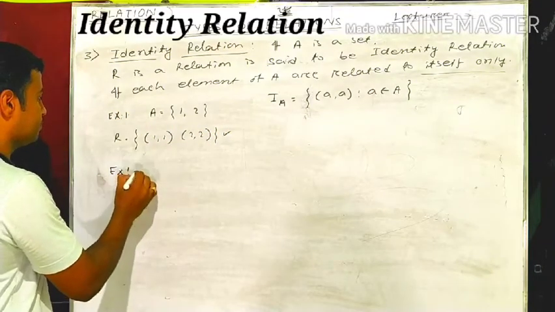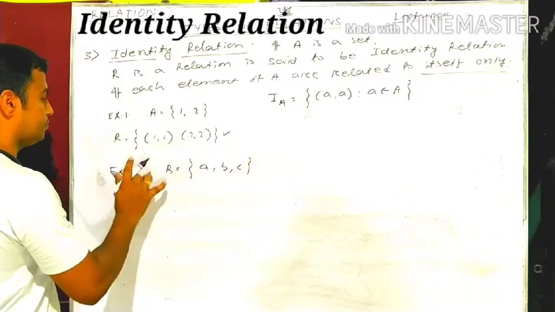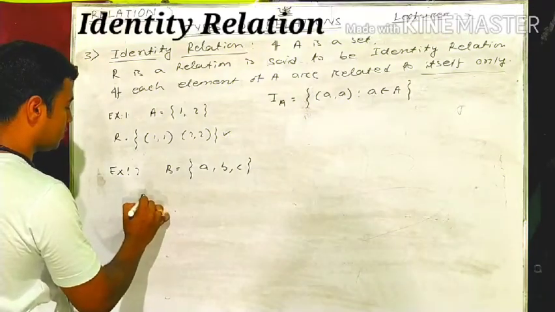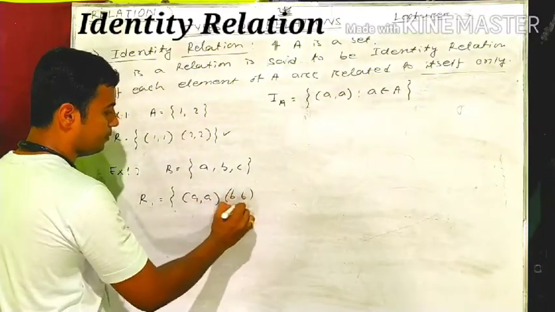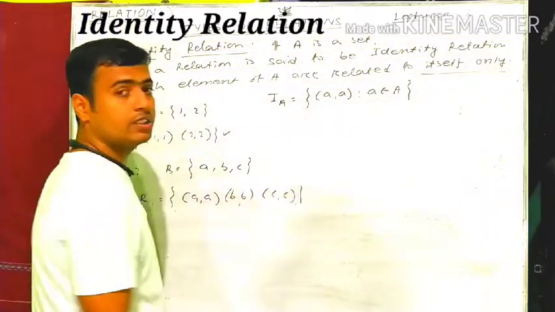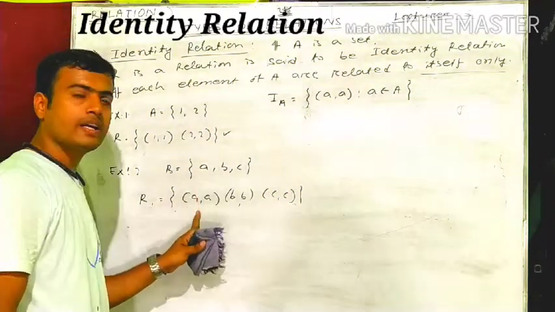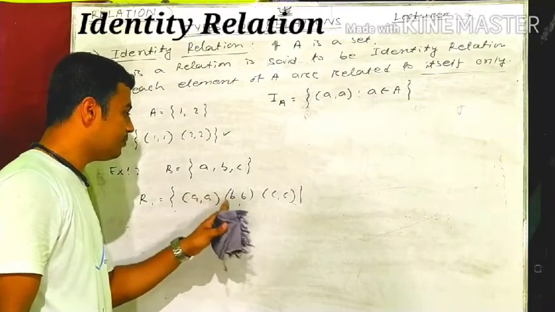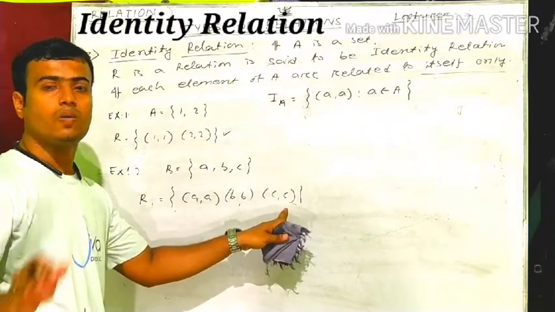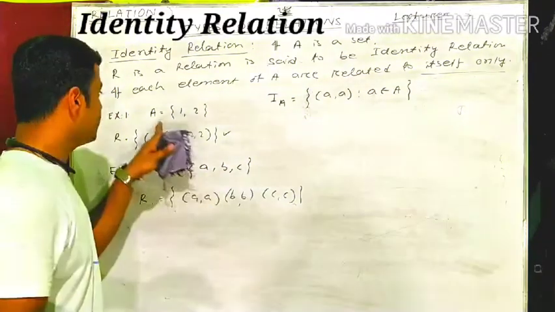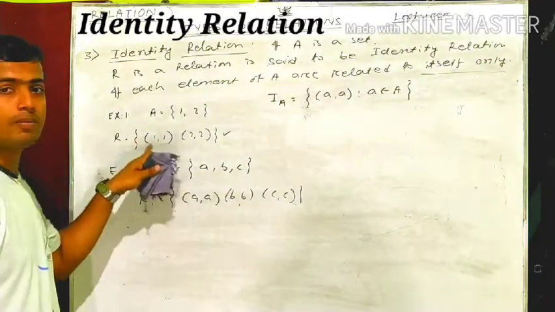Example 2. B is a set containing elements a, b, c. For relation R, suppose R1 equal to {(a,a), (b,b), (c,c)}. This relation is called identity relation because here each element of B is related to itself: a related to a, b related to b, c related to c only. No other ordered pairs are here. Only 3 ordered pairs are here.